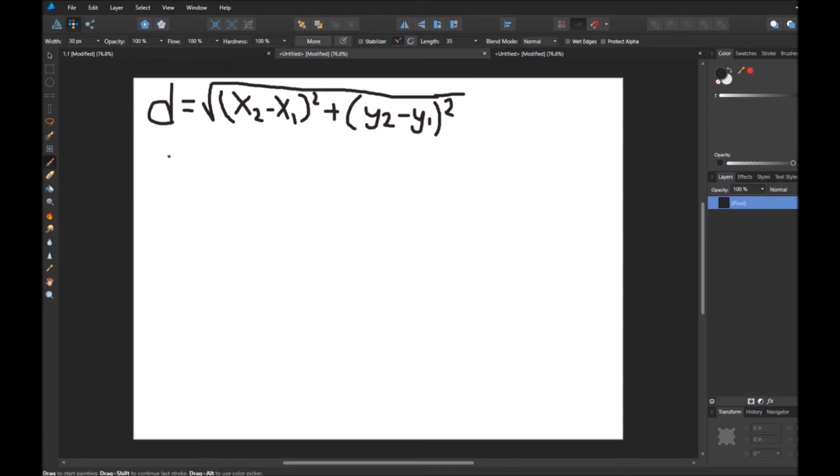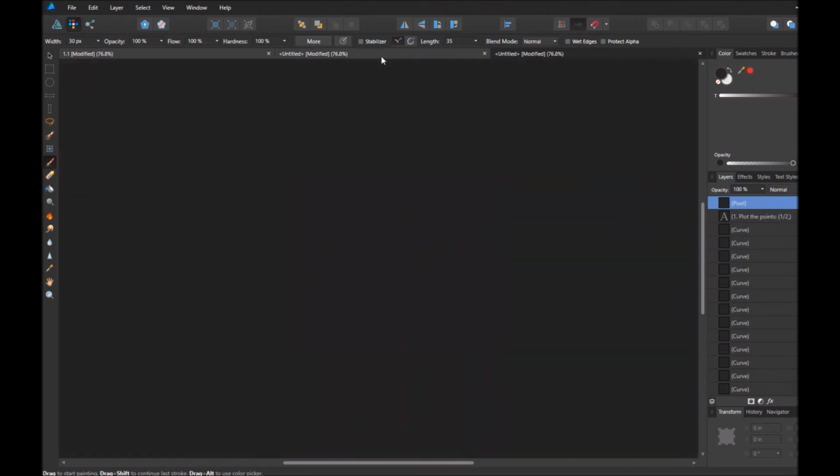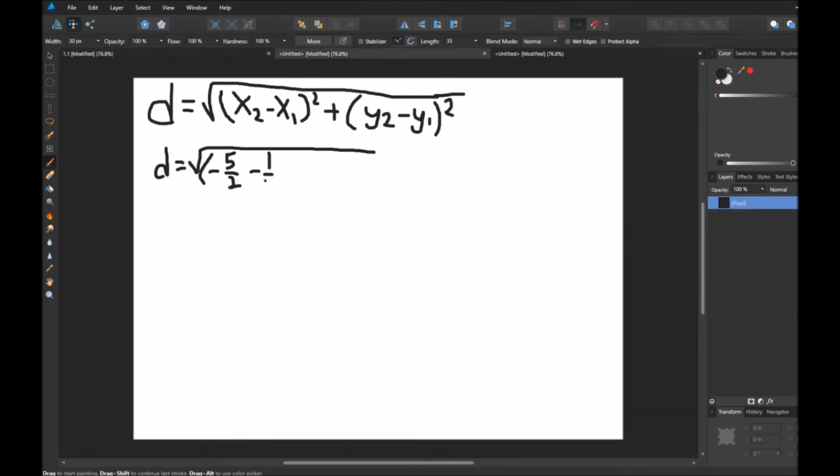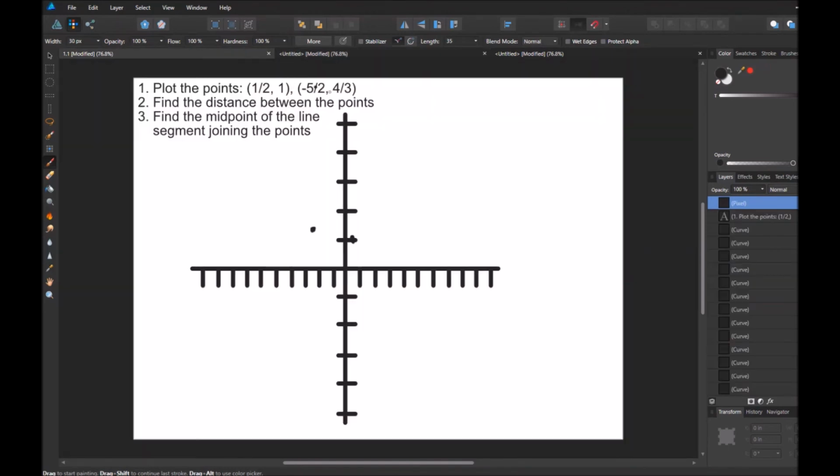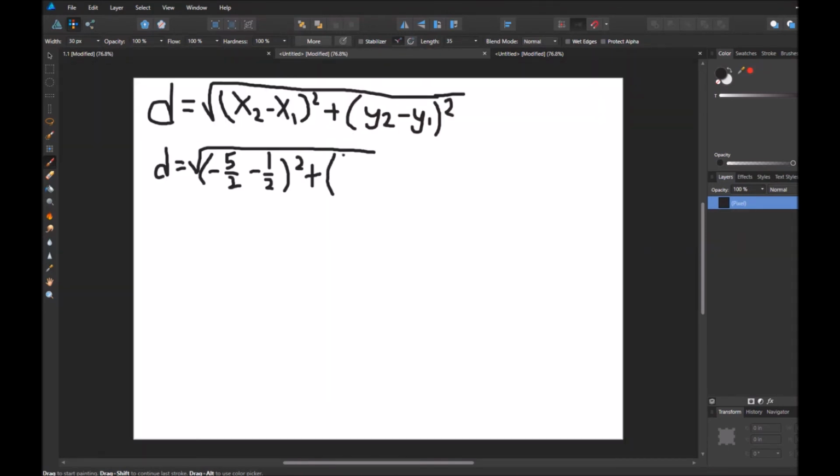So then we have the distance formula. So d equals the square root of our x2, which is -5 halves, let me write this better, -5 halves minus 1/2, and that's going to be squared, plus our y2, which is 4/3 minus 1, and that's going to be squared.